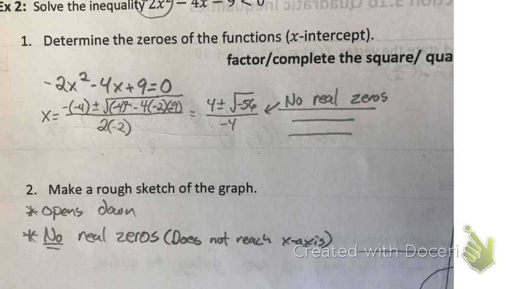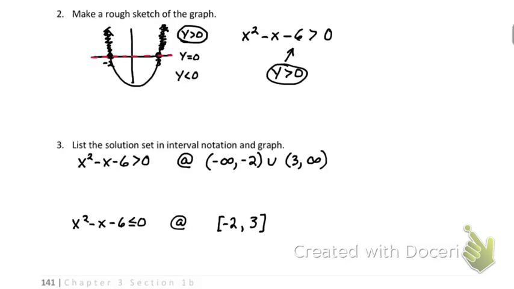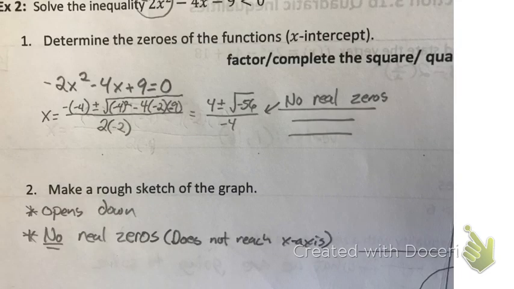So when I had 2 zeros, I just plotted those 2 points, and I drew my graph through it. When we have something like this, it doesn't hit the x-axis. So the graph will never, ever intersect this axis.